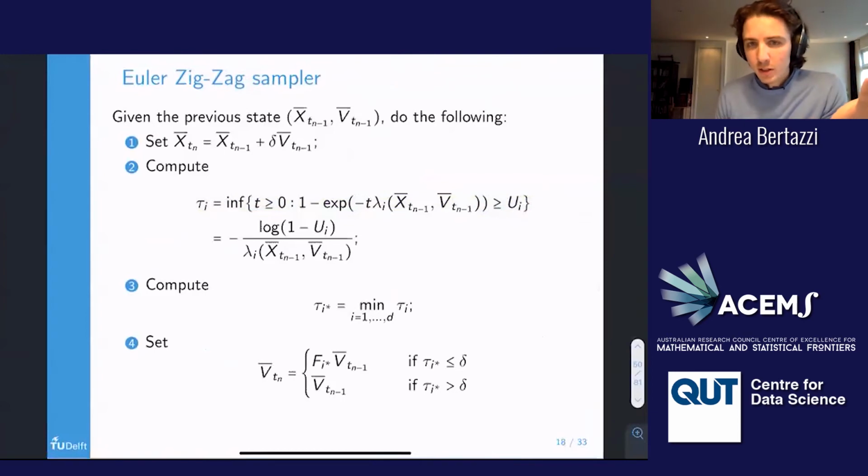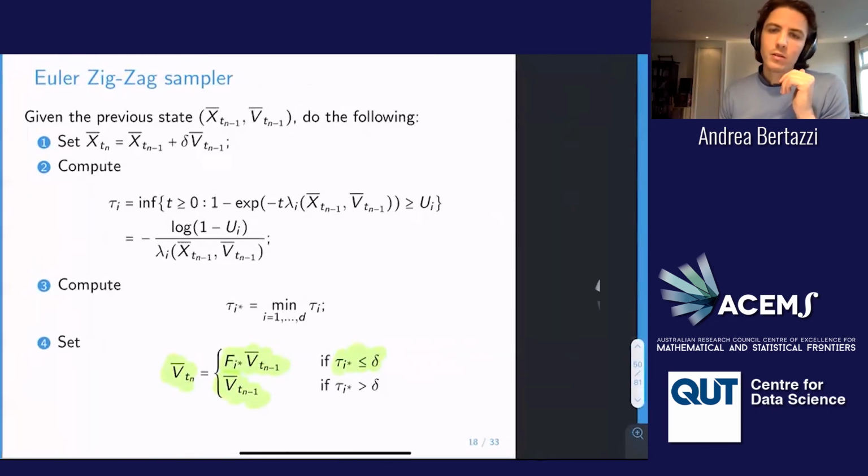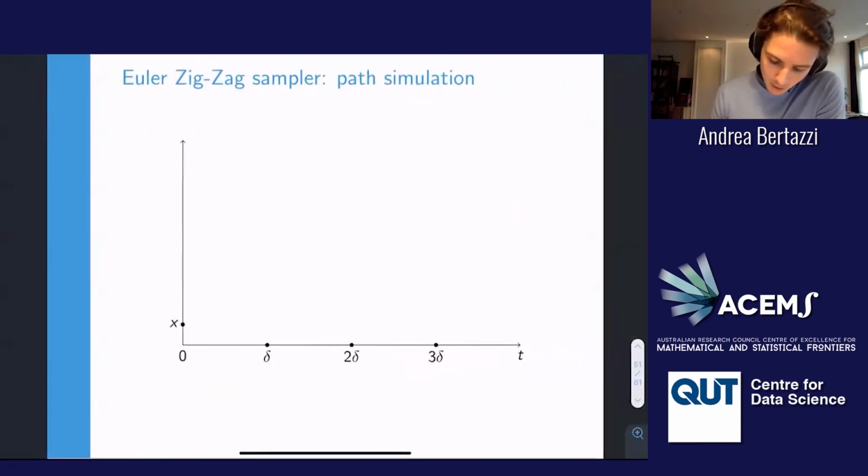Then we will choose the smallest of such switching times. If the smallest switching time is before time delta, then it means that an event is happening in the current time step, and in particular we will flip the component i star of the velocity. This will then be our new velocity at time t_n. On the other hand, if the smallest of these switching times, tau_i star, is larger than delta, then in the current time step there will be no jump. Therefore, we can simply copy and paste the value of the velocity we had at the previous time step.